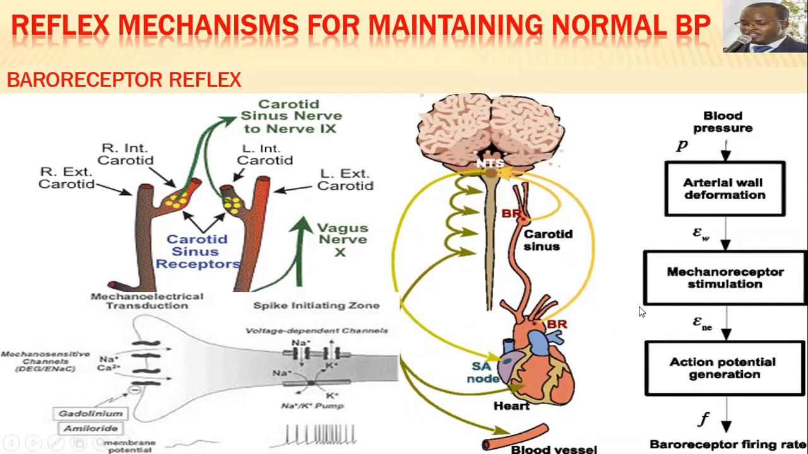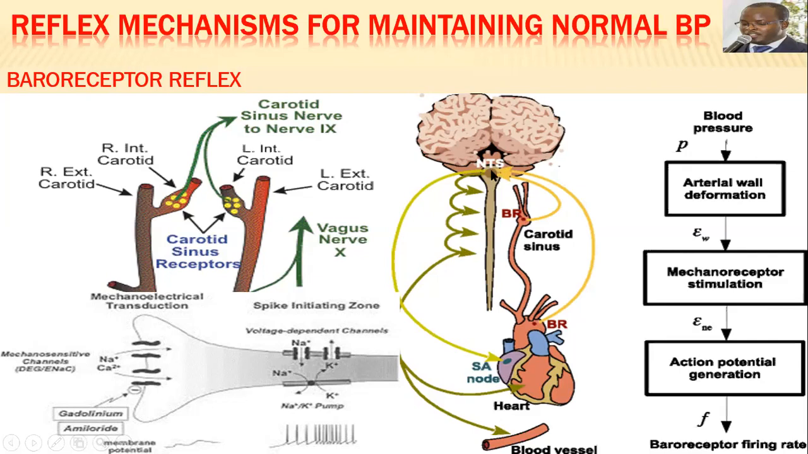So you can see it here, that once you have an increase in blood pressure, it will result in arterial wall deformation. Then this arterial wall deformation will result in stimulation of the baroreceptors, which are mechanosensitive receptors. So these mechanoreceptors are going to be stimulated. Then they will generate action potentials that will be propagated via the vagus nerve and the glossopharyngeal nerve, depending on where they are coming from. From the aortic arch, it's via the vagus nerve. From the carotid sinus, it's via the glossopharyngeal nerve, or cranial nerve number 9. So the firing of these baroreceptors is going to increase. So once the firing of the baroreceptors is increasing, you have this sensory information in the form of action potentials that will be propagated to the nucleus tractus solitarius.